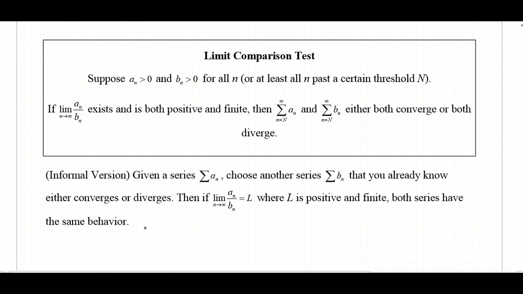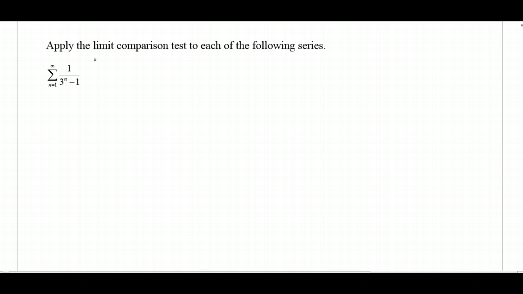So let's take a look at a few examples where we're going to try the limit comparison test. We want to apply the limit comparison test to each of the following series. Here I have the sum from n equals 1 to infinity of 1 over 3 to the n minus 1. This should look familiar because we attempted to use the direct comparison test on this series earlier, and it gave us an inconclusive result. We attempted to compare it to 1 over 3 to the n, so let's use that same series with the limit comparison test.